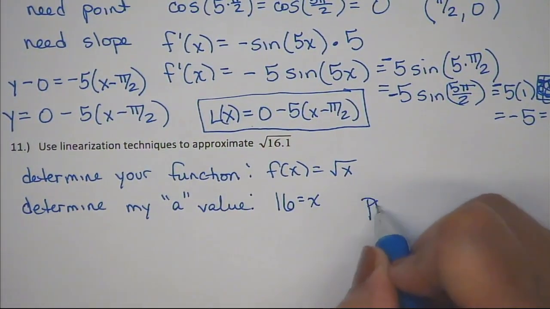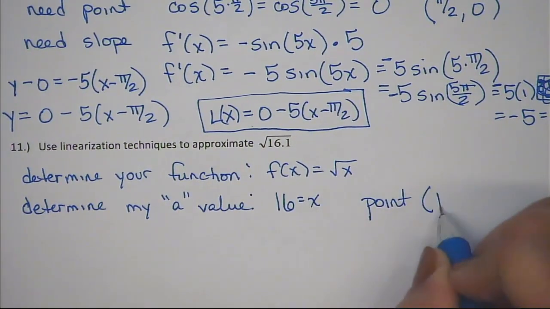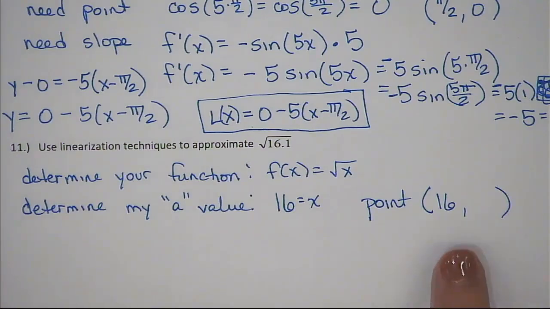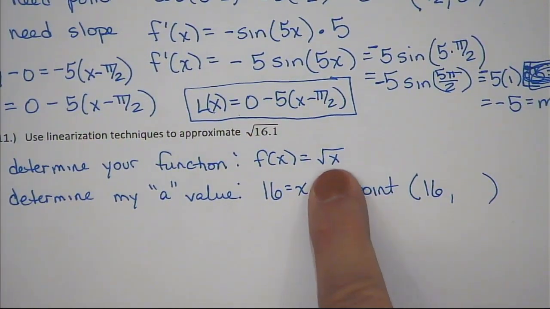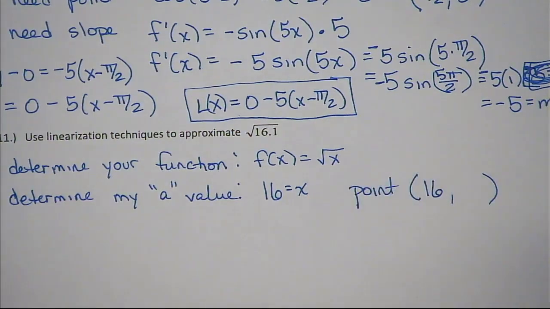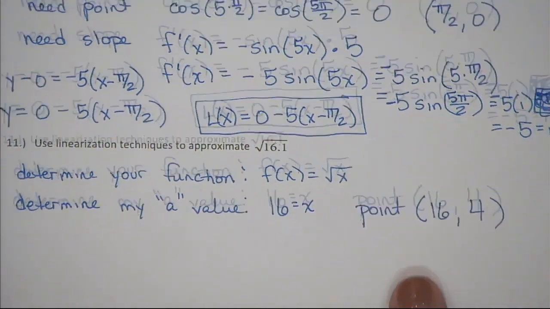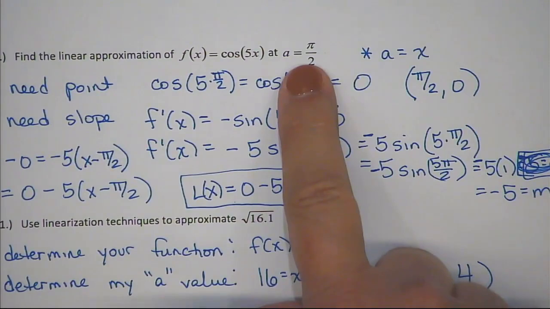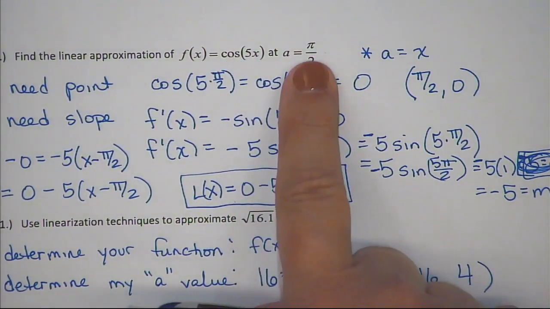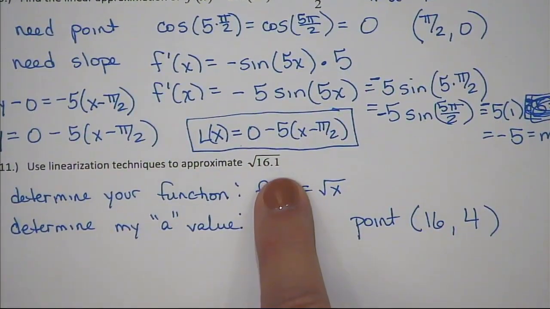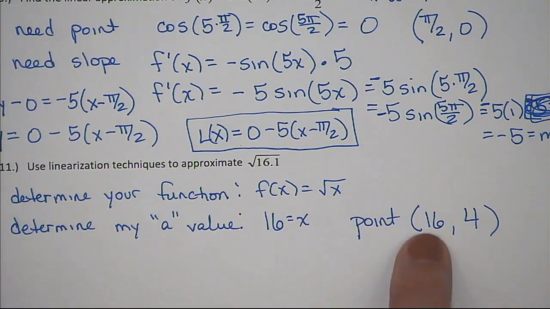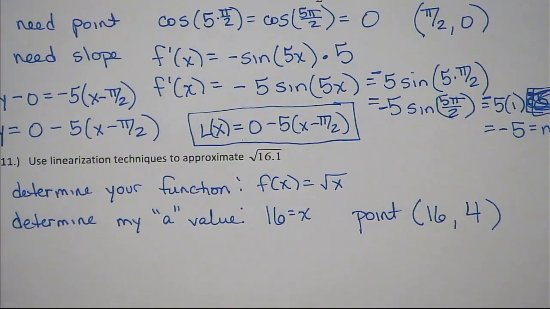So that means my point, you've got to have a point, you've got to have a slope. So if I plug 16 into here, what is y? 4, right? So there's my ordered pair. So unlike this problem where they gave me the function and a point to start with, I had to come up with my own here. But it's pretty straightforward to know what your function's going to be and what your starting point's going to be. Find something close to what you need.